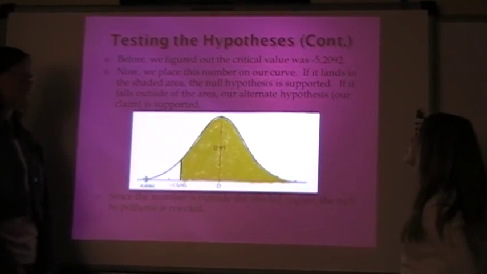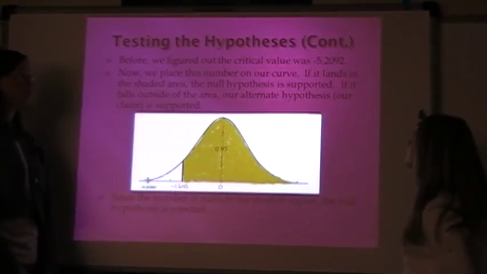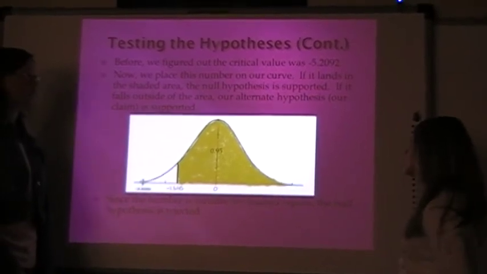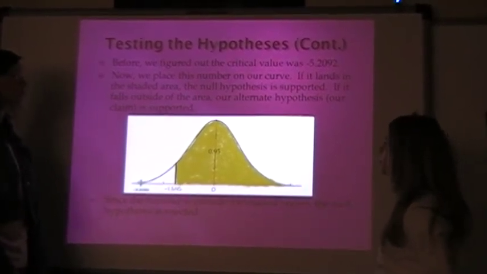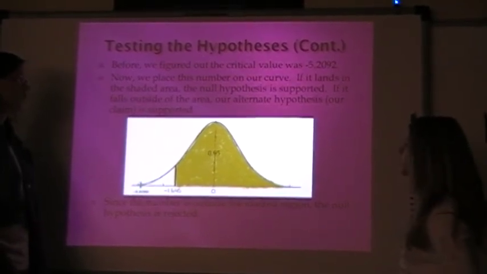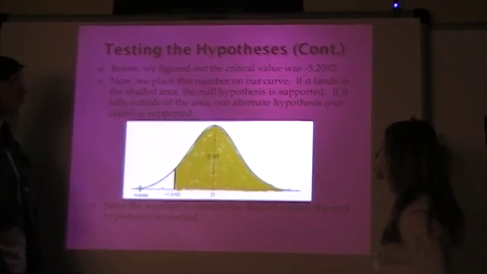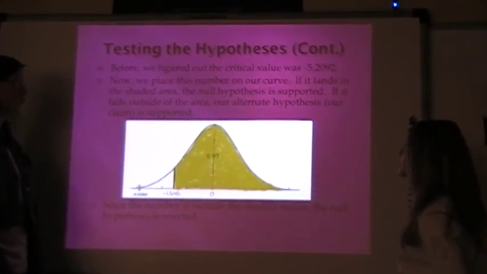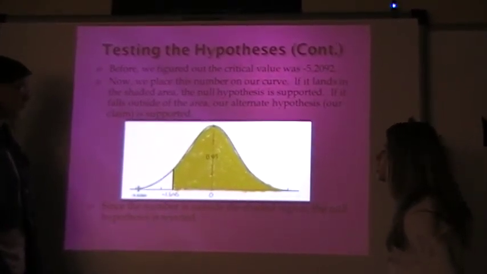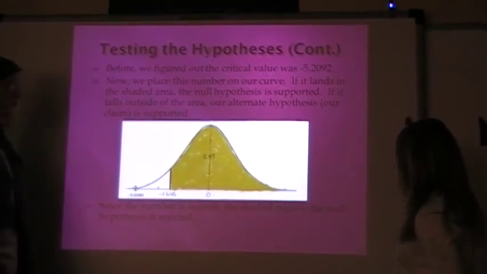Testing the hypotheses continued. Before we figured out the critical value was negative 5.2092. Now we place this number on our curve. If it lands in the shaded area, the null hypothesis is supported. If it falls outside the shaded area, our alternate hypothesis, our claim, is supported. Since the number is outside the shaded region, the null hypothesis is rejected.